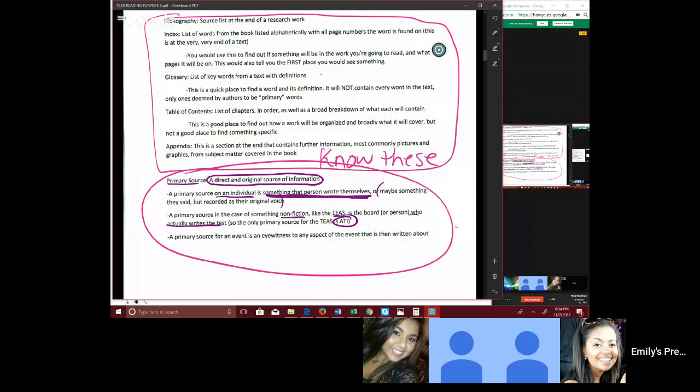To be a primary source, you have to be direct from exactly the location. The only primary source for the TEAS is ATI. The only primary source for the HESI is Elsevier, and so on. And then the last one that you might see would be for an event.